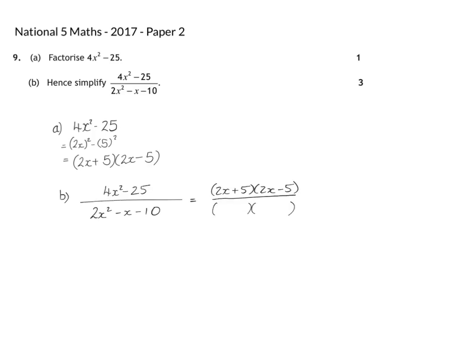Looking at this first one, our 2x squared comes from the first 2 terms in here. My only 2 factors of 2x squared are 2x and x, so that's what's going to have to go in the front of my 2 brackets. Then looking at my 10, I've got a few options. I've got 5 and 2, or I've got 1 and 10.